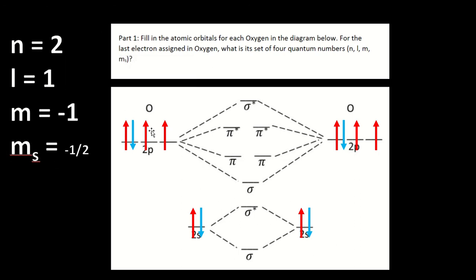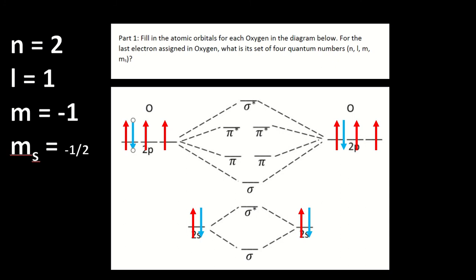Simply filling in the atomic orbitals, which are the orbitals on the outside of the diagram, and then determining for any particular oxygen the last electron assigned, what is its set of 4 quantum numbers: n being the principal quantum number or the energy level, l being the angular momentum quantum number, m being the magnetic quantum number or magnetic orientation, and then m sub s being the spin quantum number, the electron spin.